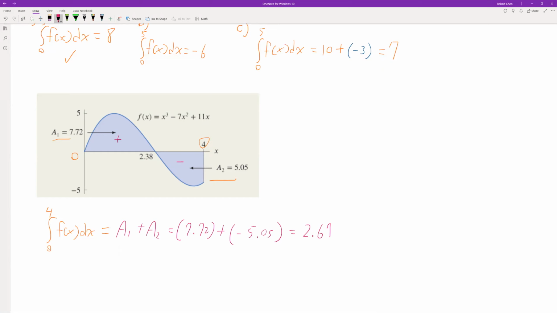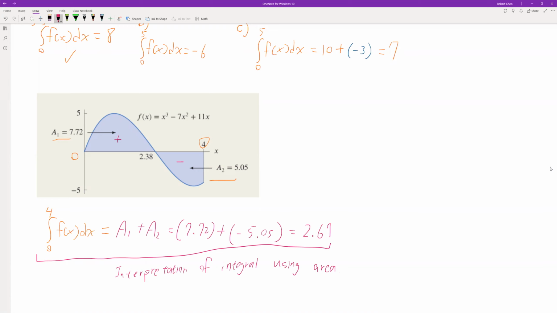So this is the interpretation of the integral right here. All right, interpretation of integral using area.